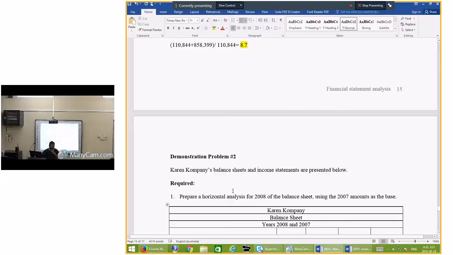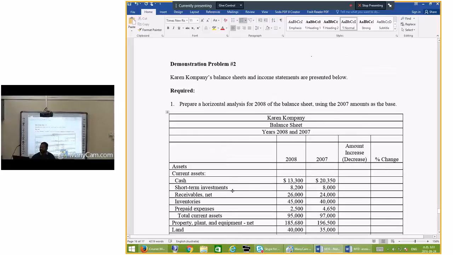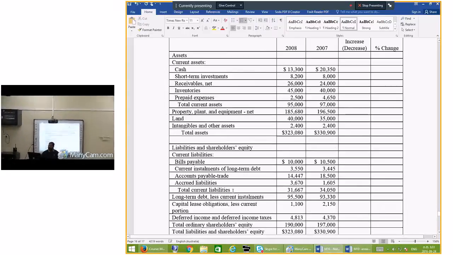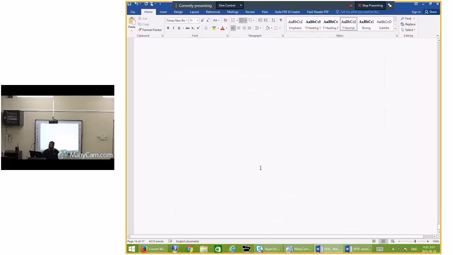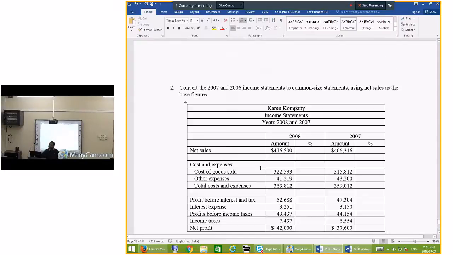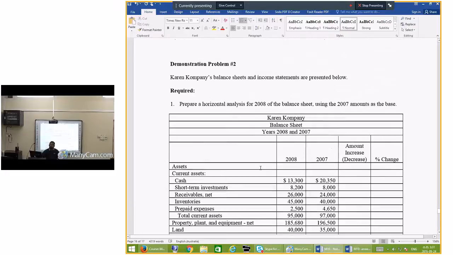Now, demonstration problem 2 is based on the percentage horizontal analysis, the increases and decreases. You do this yourself, and I will put the answers later on, but try to prepare this horizontal analysis for 2008.